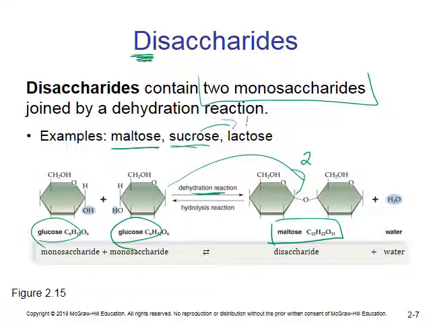Sucrose, this is table sugar. This is like the sugar that you put in your coffee. And then lactose is milk sugar. So these are relatively easy to break down unless you're lactose intolerant and you don't have the enzyme to do that. But for the most part, disaccharides are pretty easy to break down.